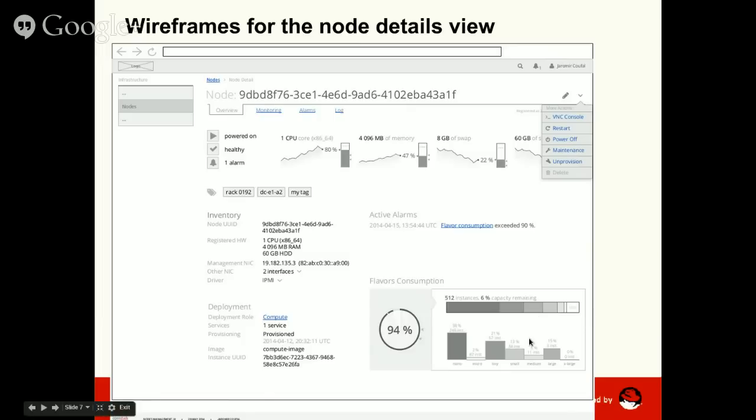This flavor consumption tells you how this machine, which is running Nova Compute, is actually being used, the combination of virtual machines which it's hosting. So you get to see both the state of the physical machine and some information about the OpenStack specific job that it is doing.